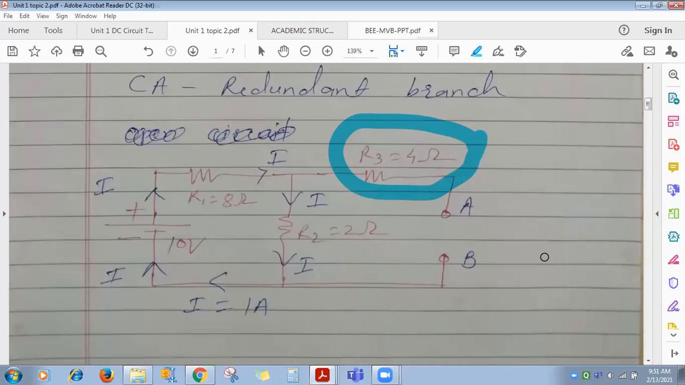Okay, thanks. Sorry, I thought you were asking about the ideal voltage source. I didn't hear properly, sorry. Got it? The ideal voltage source and practical source PPT I'll share again with all of you in the next topic. First of all, we'll finish with this. So, redundant branch clear?